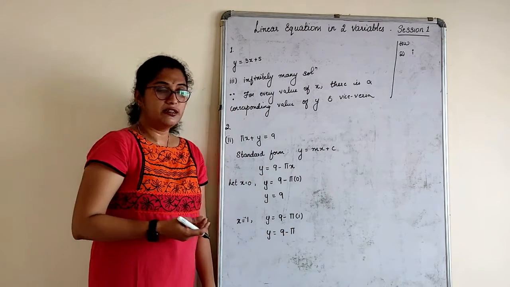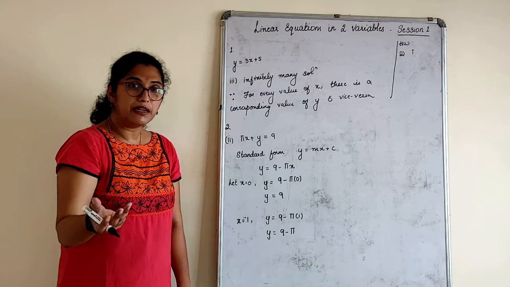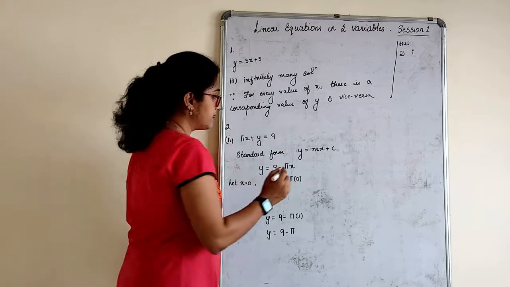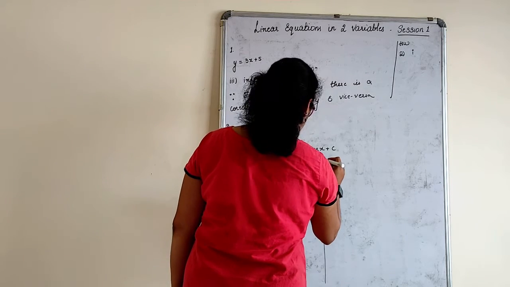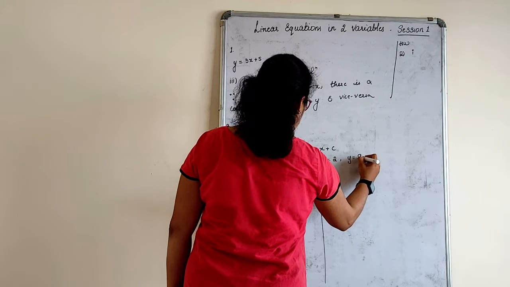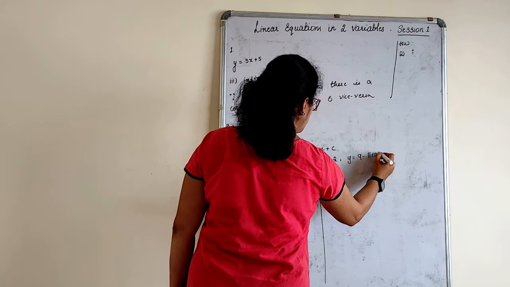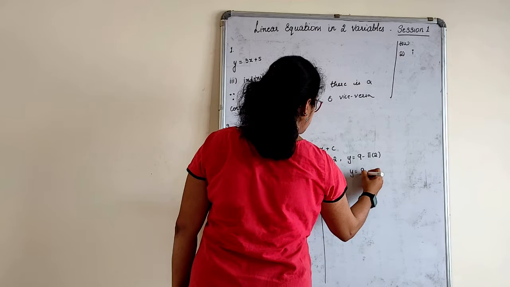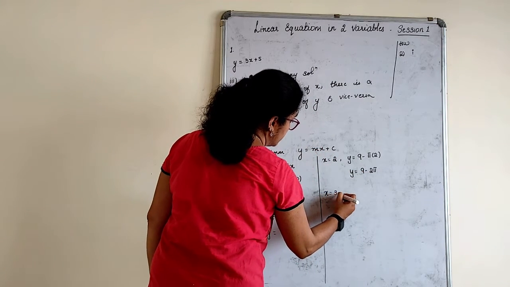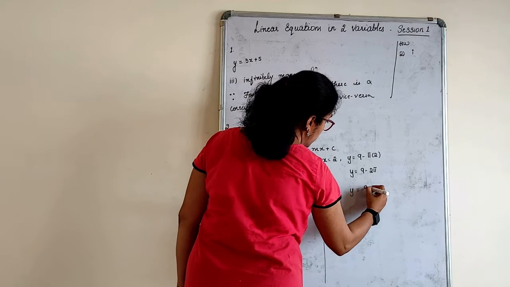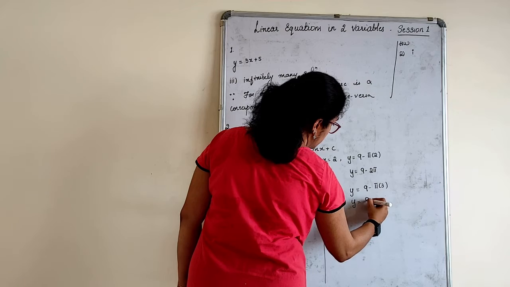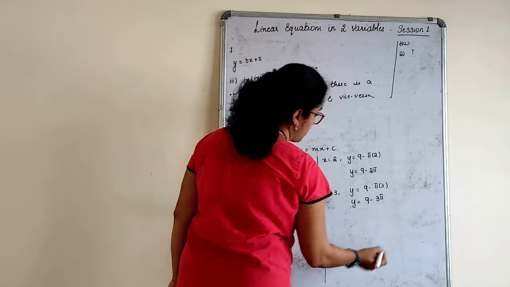Now suppose there was no value, I mean some number was there, even y will be in number. Here it is in pi, keep it as it is. Then x is equal to 2, y is equal to 9 minus pi into 2, y is equal to 9 minus 2 pi. x is equal to 3, y is equal to 9 minus pi into 3, y is equal to 9 minus 3 pi.